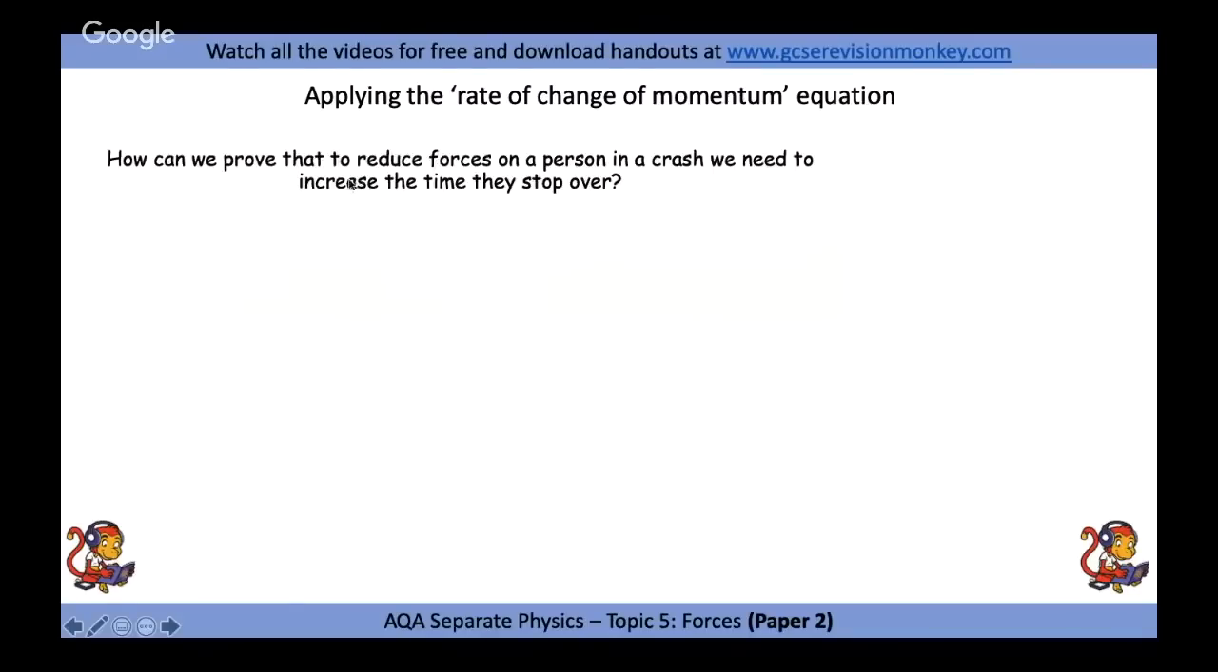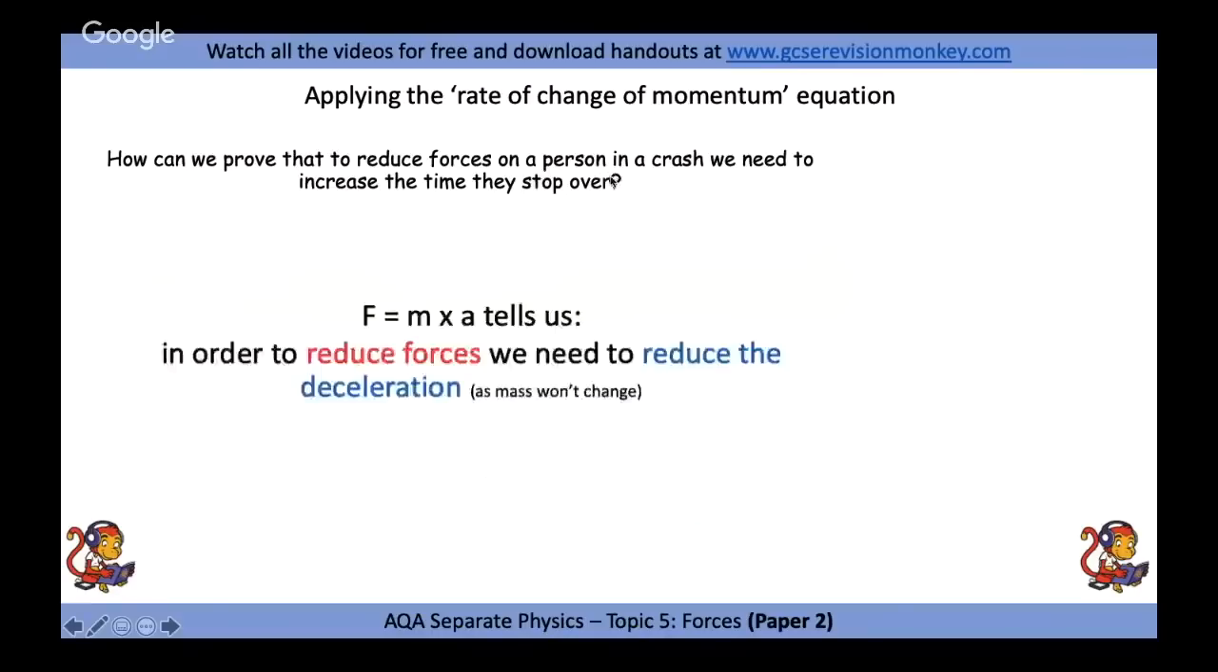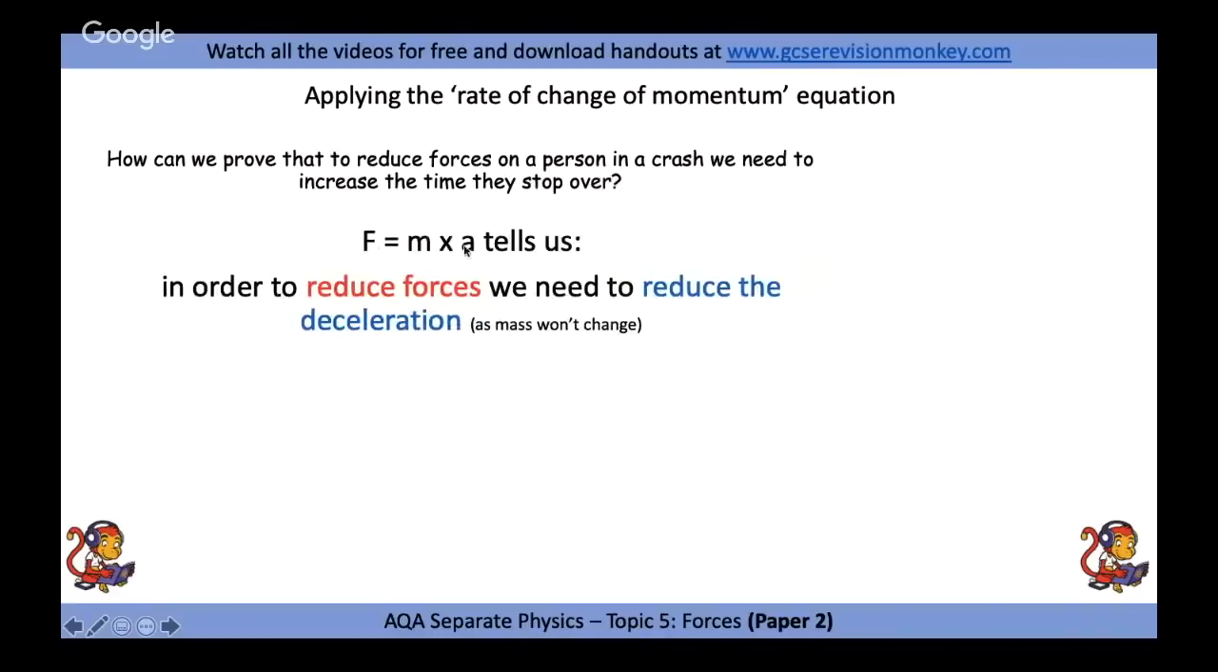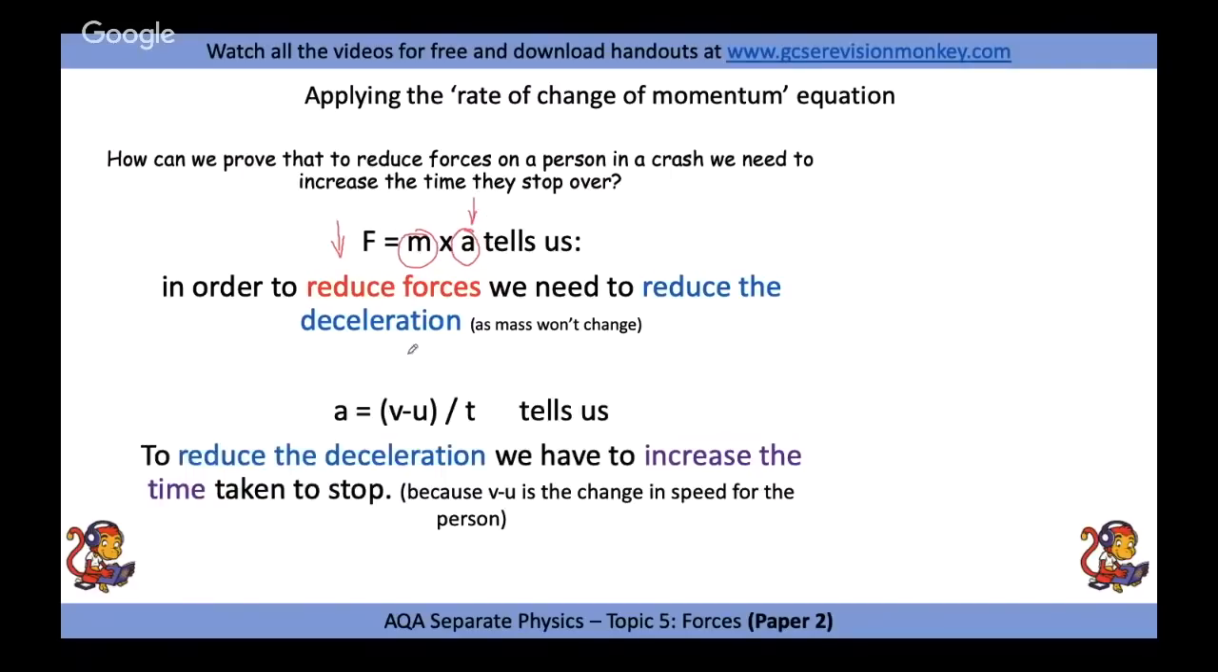How can we prove that to reduce forces on a person in a crash, we need to increase the time they stop over? Well, F equals ma tells us that if I want the force to go down, I can't change the mass of myself in an accident, but I can reduce the deceleration. So I can make that number go down. How do I make the acceleration go down? Well, acceleration is change in speed over time.